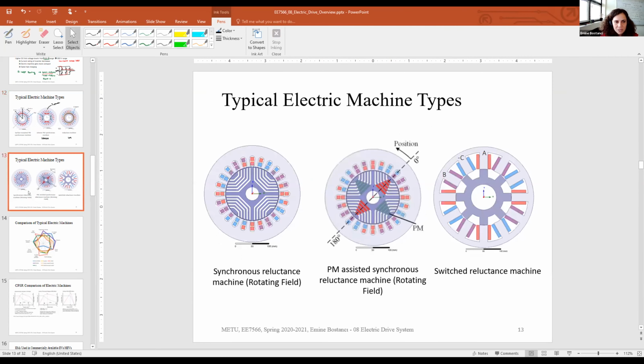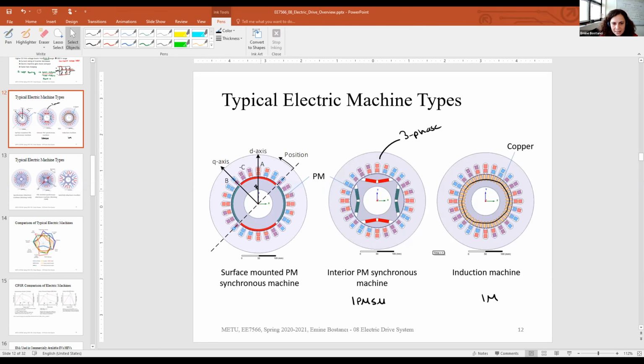And we also have other machine types. For example, here we had only the magnetic force. So there were just magnets, and the stator field and the magnet field were interacting. So we had just that force. Also here, we are going to have an induced field in the rotor. This is going to interact with the stator field so that we are going to have a rotation.